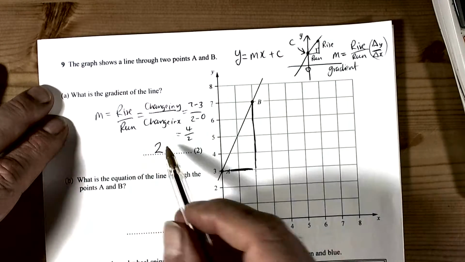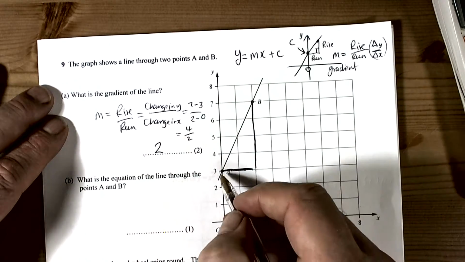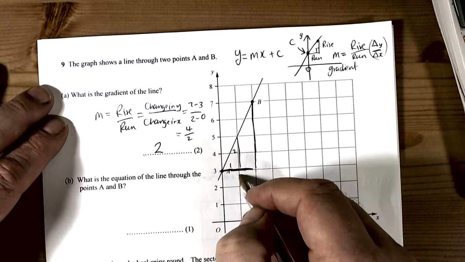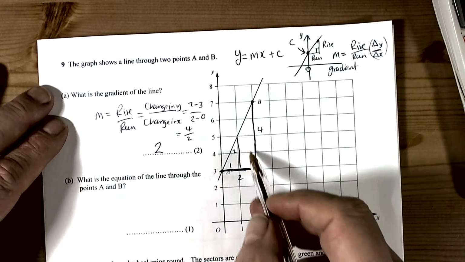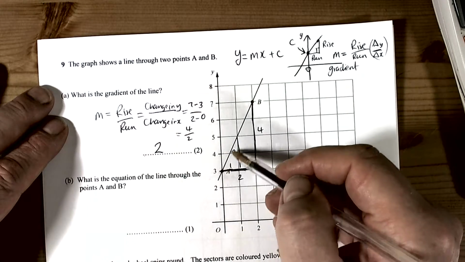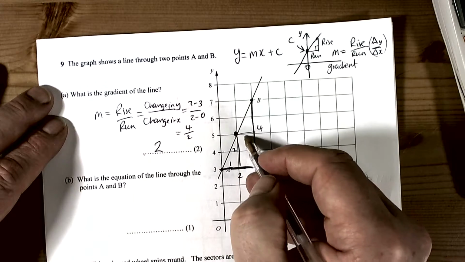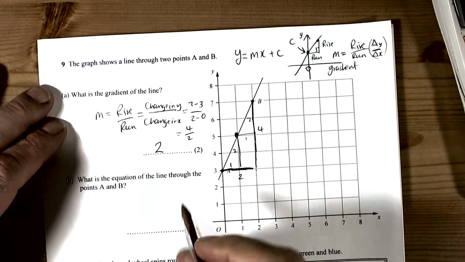So the gradient of this line is 2, and basically what they're saying is for every one you go across on the x-axis scale, we go 2 up. So for every one we go 2 up, so for 2 we went 4 up. So it's a way of thinking about this gradient and how it works, and it doesn't matter where you chose. We could have originally chosen our 2 points there, and we'd still have had 1 across, 2 up. So that's around about the gradient.